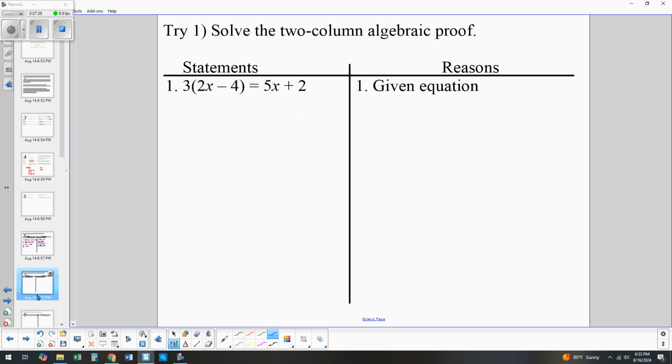So here's one for you to try. If you'd like to pause, the answers are posted online.